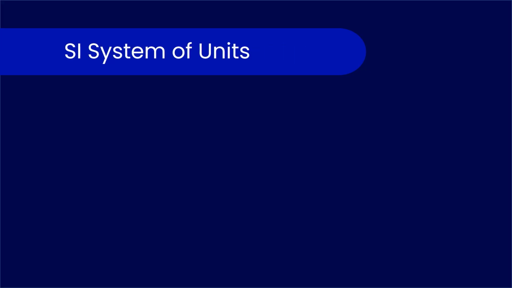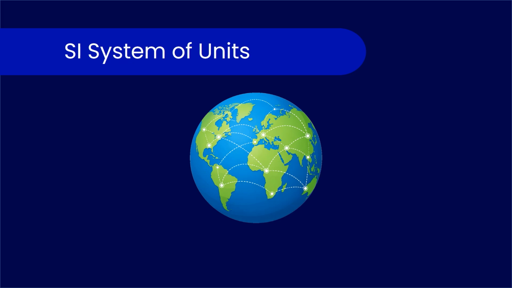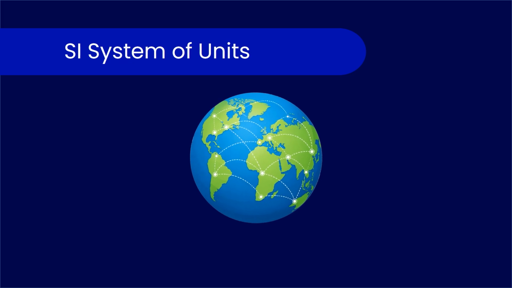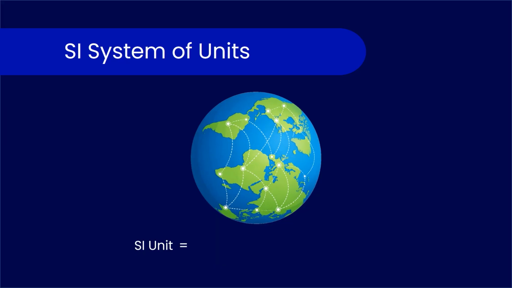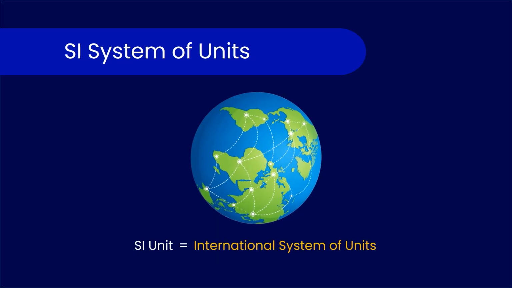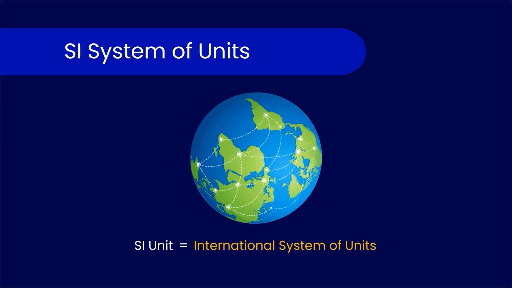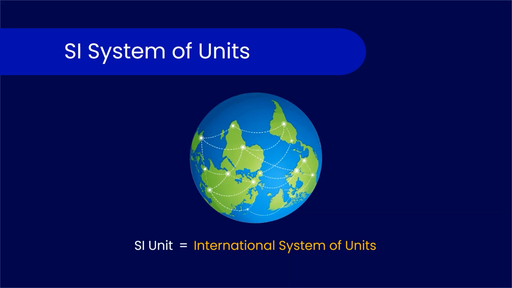To make measurements uniform across the world, scientists developed the SI system of units. SI stands for International System of Units. Today, it is the standard system used worldwide in science and engineering.